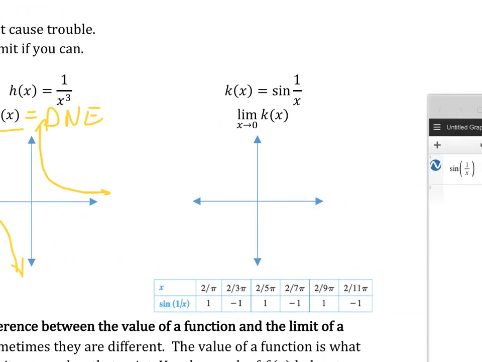So this function is sine of 1 over x. Again, it's going to look something like this, and it starts to go back. Let's see if I can do a better job than that. It's going to go from 1 to negative 1. It's going to bounce around like that, and then it's going to come out like this. So the moral of the story is it's bouncing back and forth, so this limit does not exist.